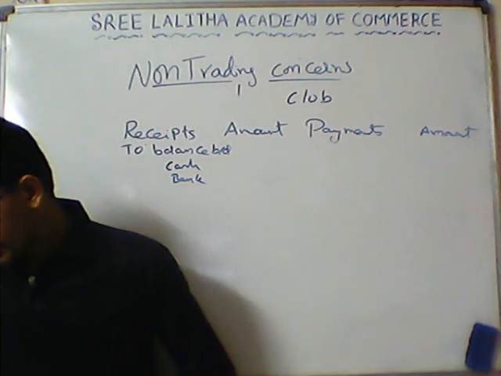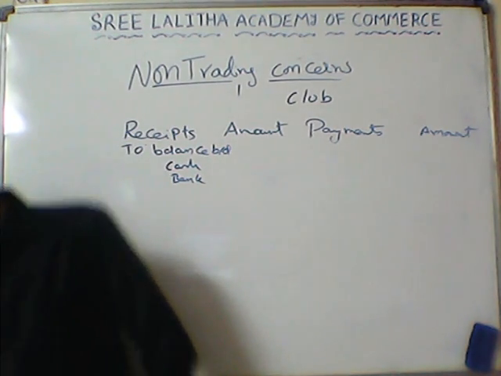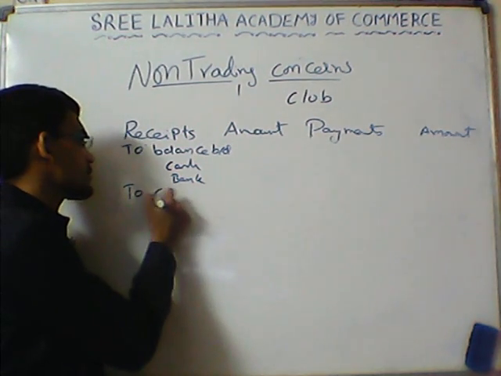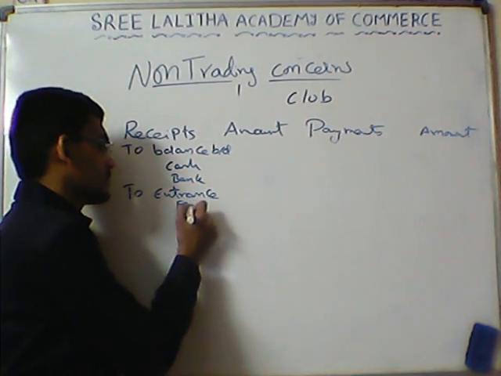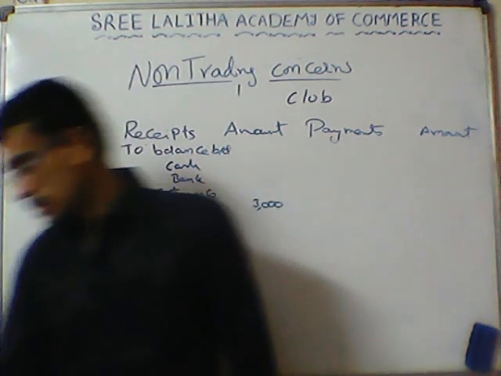Receipts and payments account for the cricket club for 31st December: entrance fee 3,000. Okay. Entrance fee 3,000. So it's nothing but a receipt. So what I will do? To entrance fees 3,000. So that's the first item which I am putting in the receipts and payments account.